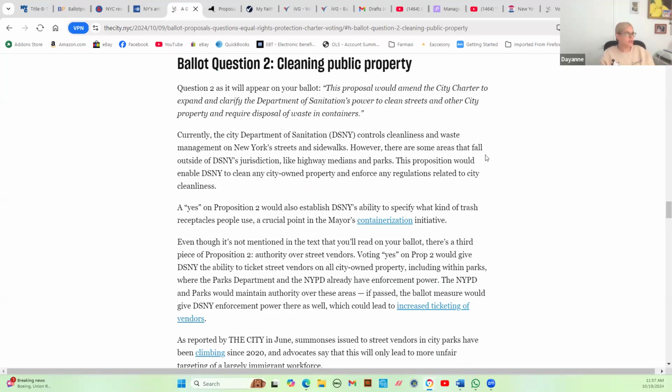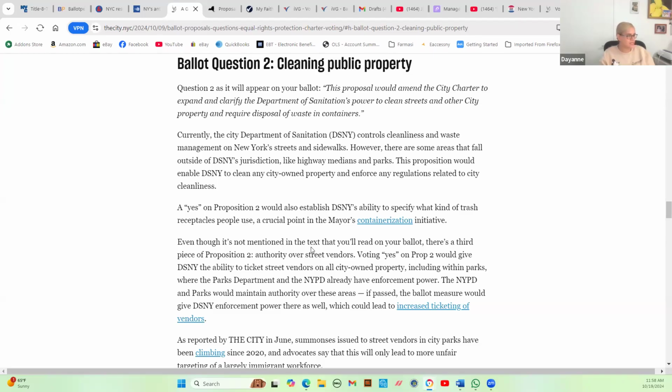However, there are some areas that fall outside of DSNY's jurisdiction, like highway medians and parks. This proposal would enable DSNY to clean any city-owned property and enforce any regulations related to city cleanliness. A yes on Proposition 2 would also establish DSNY's ability to specify what kind of trash receptacles people can use, a crucial point in the mayor's containerization initiative.